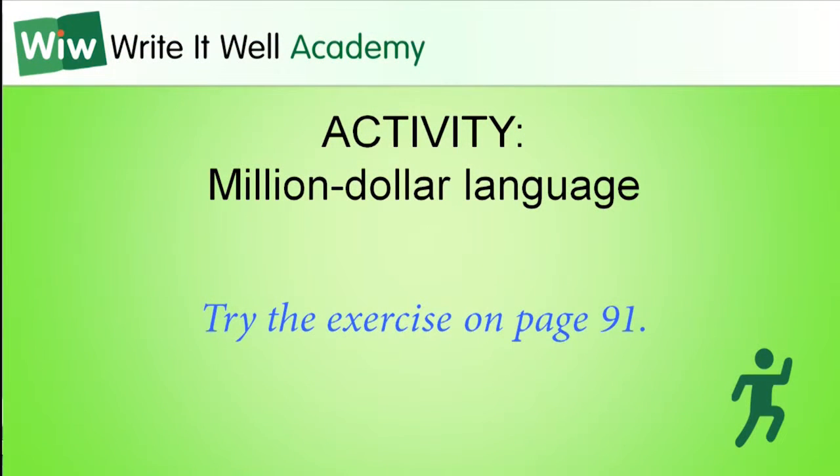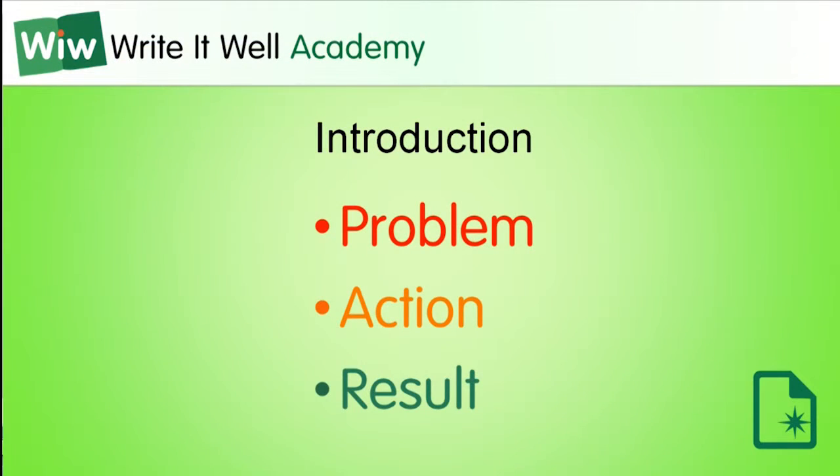So there's another activity that you can download in the workbook called $1 Million Language. It's on page 91, and it will help you streamline your language by using dynamic, engaging language to engage your readers in your content. Now let me talk to you about this strategy that we use called problem, action, result.